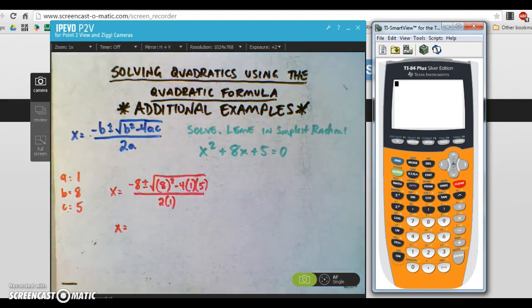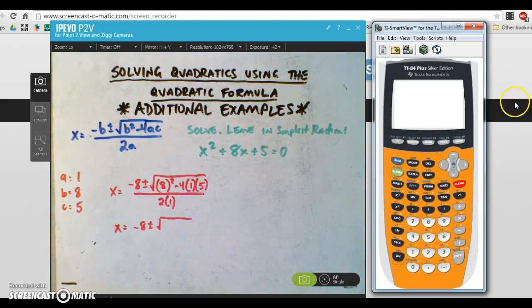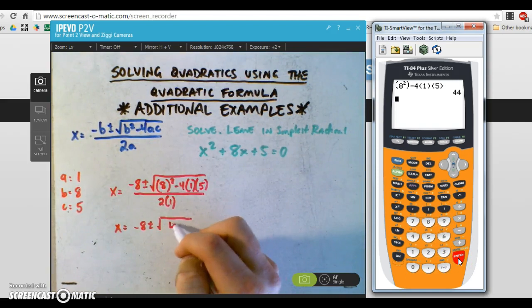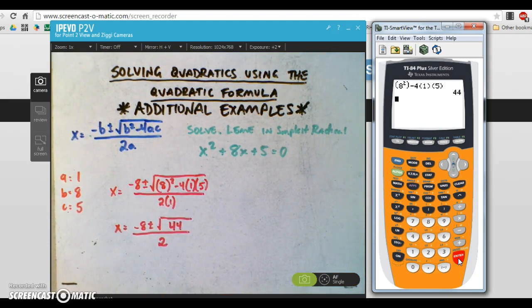Okay, so this is going to be negative 8 plus or minus the square root of, and now I'm going to go to my calculator, and I'm going to have 8 squared minus 4 times 1 times 5. And that gives me 44. And that's all over 2 times 1, which is 2. All right. So in your next step, you should simplify your radical.